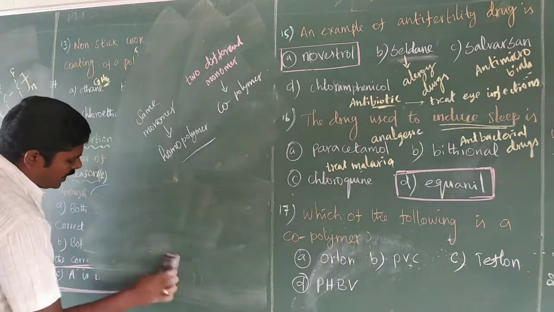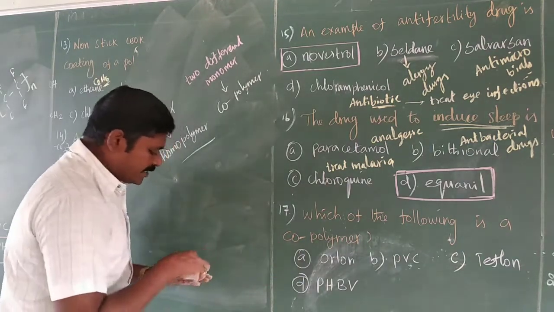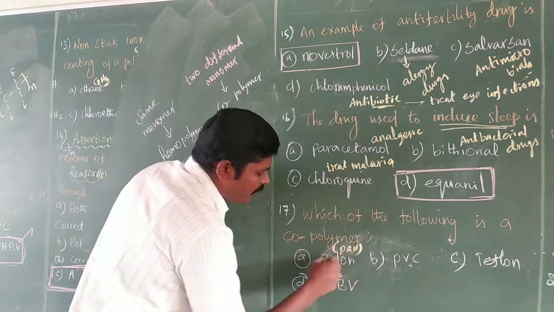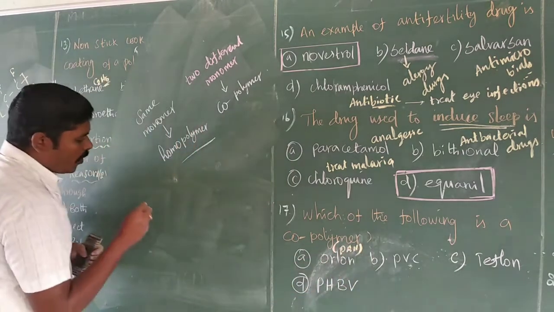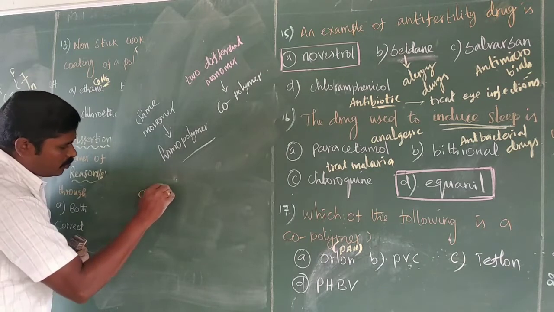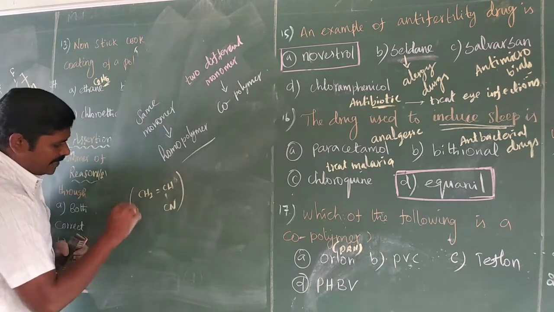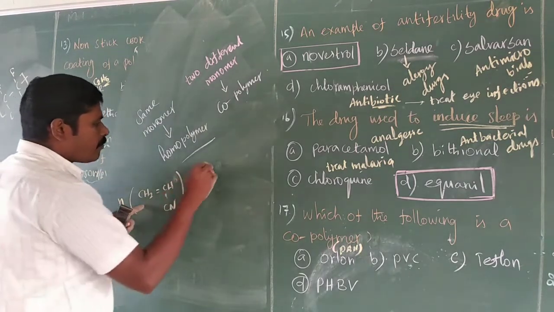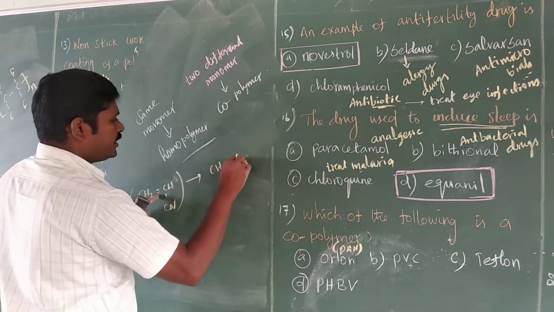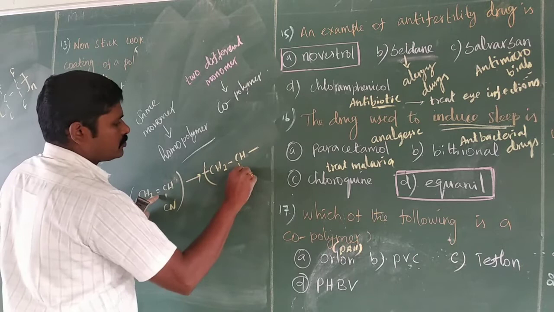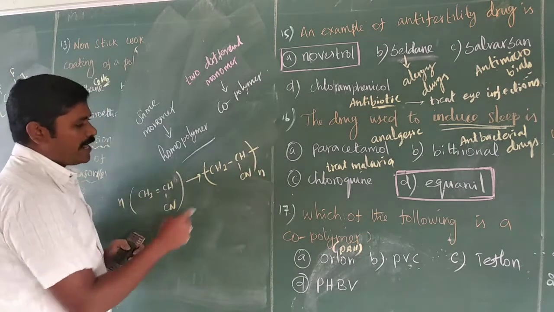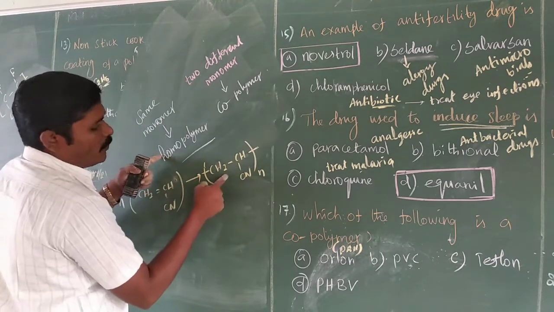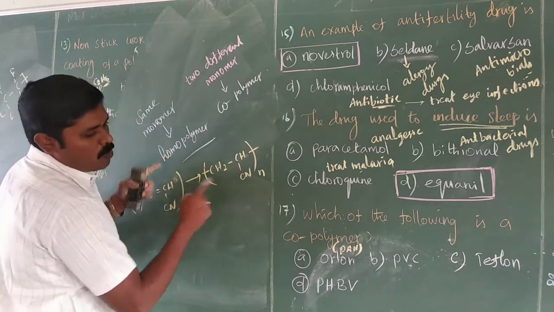Orlon is polyacrylonitrile. Polyacrylonitrile is a PAN polymer. So PAN polymer is Orlon, right? PAN polymer: CH2 double bond CH-CN, n times. A number of acrylonitrile monomers gives polyacrylonitrile, right? N times polyacrylonitrile. So that polymer is a homopolymer. Orlon is a homopolymer.